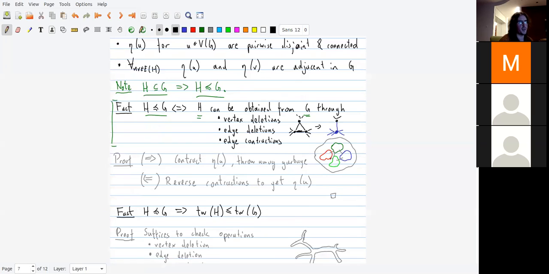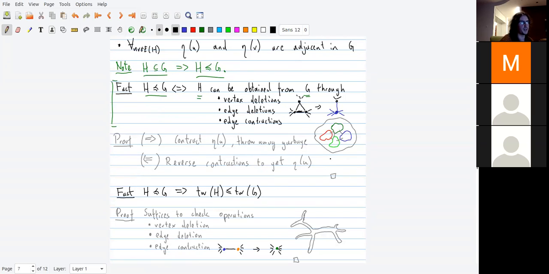And then you can prove exactly this fact, that H is a minor of G if and only if you can obtain H via those three operations. The proof in one direction is very simple. If you have a minor model like that, then you just remove all the stuff that is not participating in those stains, and you just contract every stain into a single vertex because it's connected. So you can contract it along a spanning tree.